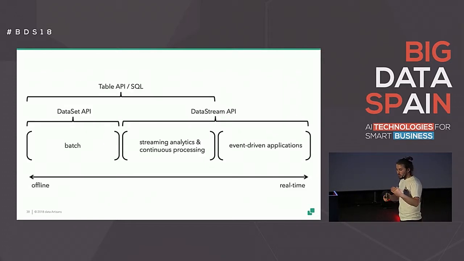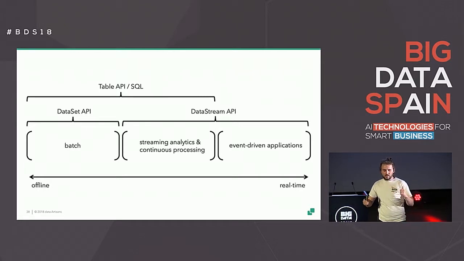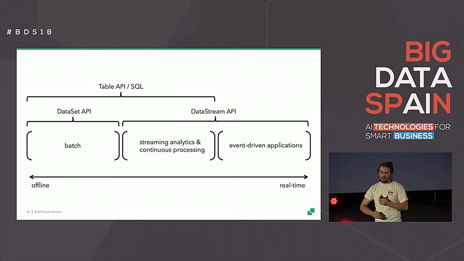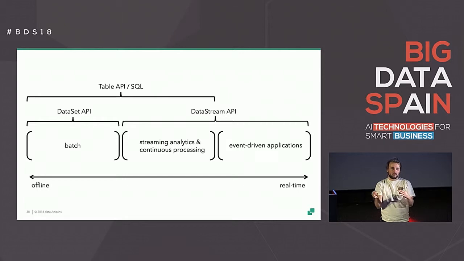So going back to this stream processing landscape, this is how Flink currently covers this landscape. So you have the DataSet API for batch processing. You have the DataStream API for these streaming analytics use cases, this continuous processing, and for these event-driven applications. And you have the Table API, which is a unified API, so you can write your program once, your query once, and then Flink takes this and compiles it to either a DataStream program or a DataSet program based on whether you have streaming sources in there or whether you have batch sources in there. So that's how Flink covers this landscape.